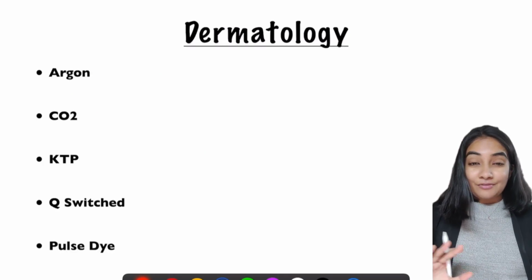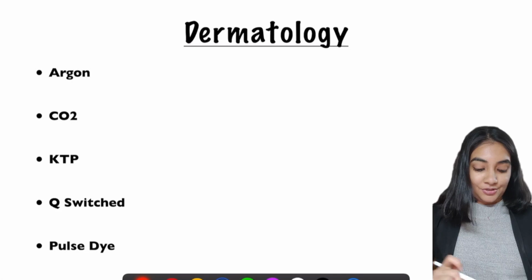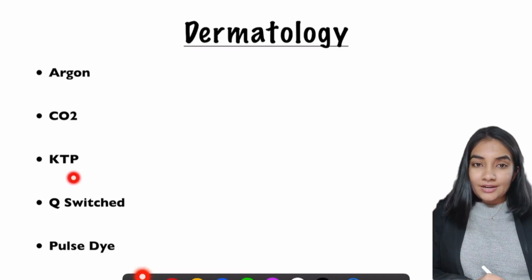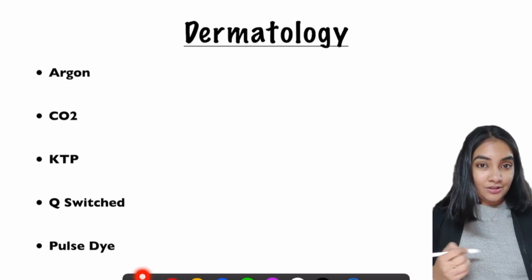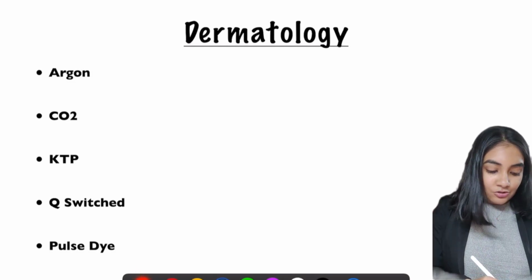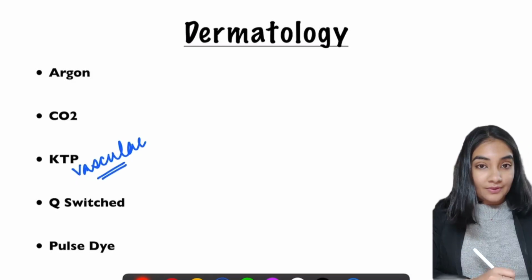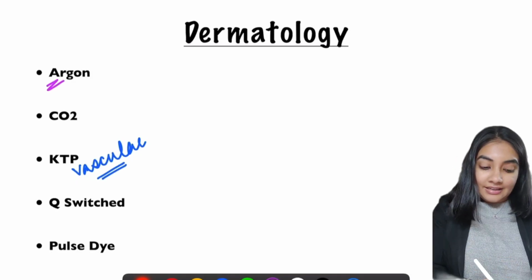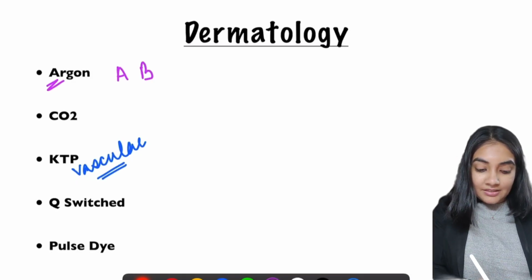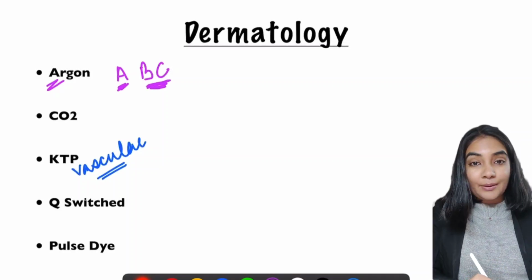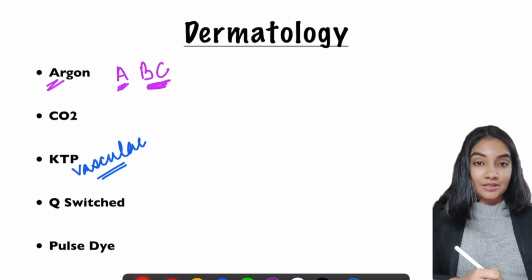Dermatology. Here we have the widest use of lasers so far. Let's study. KTP laser we studied right now. It is for any vascular malformation. So here also we will see KTP is for vascular. Okay. Now argon A, B, C, you remember? From A we have actinic keratosis and BC is basal cell carcinoma.